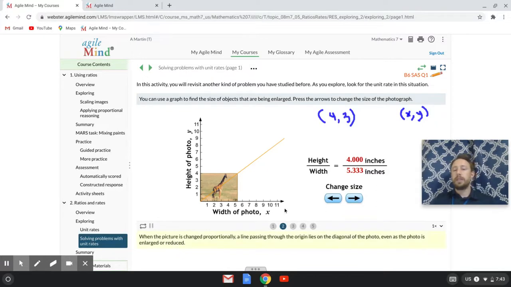All right, so here you notice that our ordered pair changed and the height increased by 1 inch and the width increased by 1 point what inches?